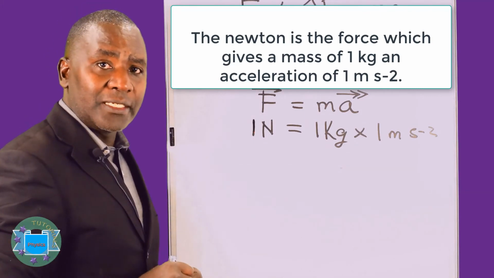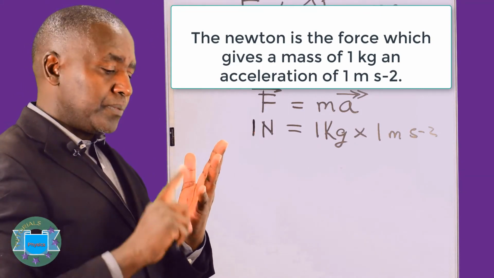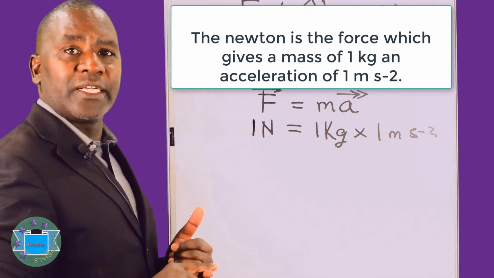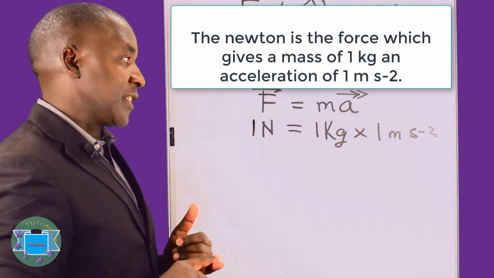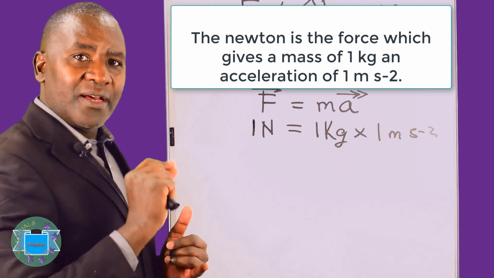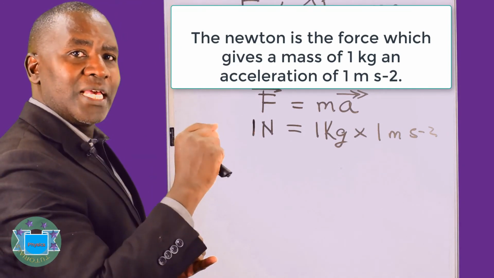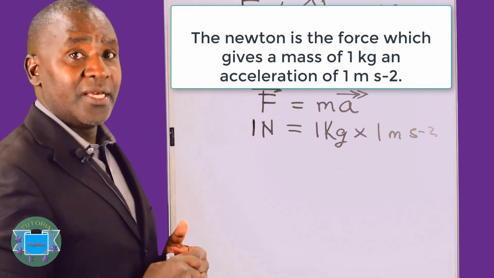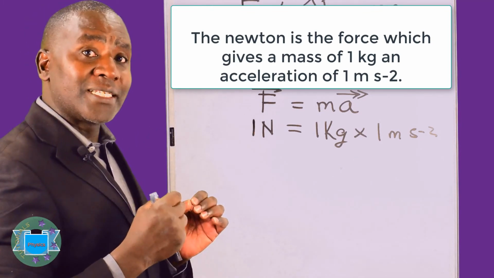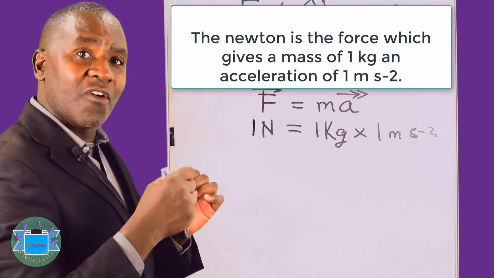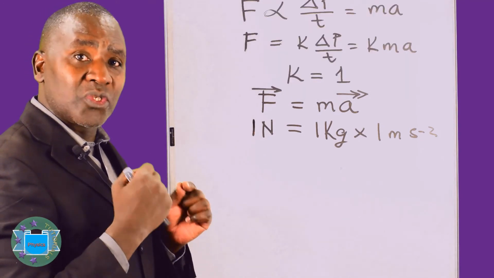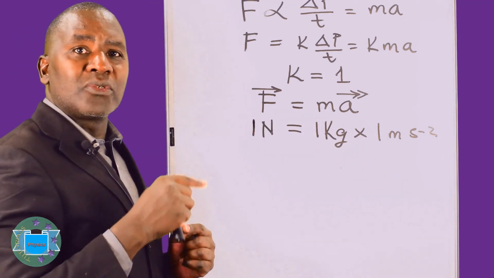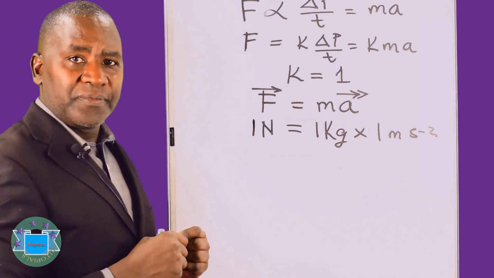So understand, we define force as a rate of change of momentum. After that, we state that the SI unit of force is Newton, and then define the Newton, because like I've said, it has a unique name. It is the name of a person, and so we want to define it. Just like we defined the physical quantity, we want to define the Newton.